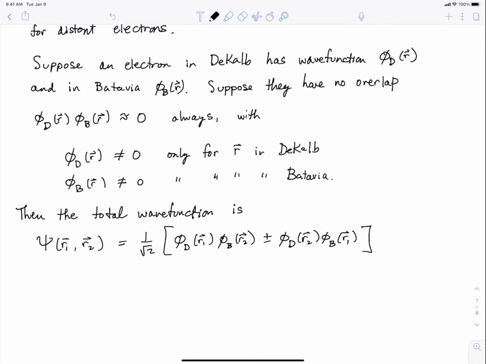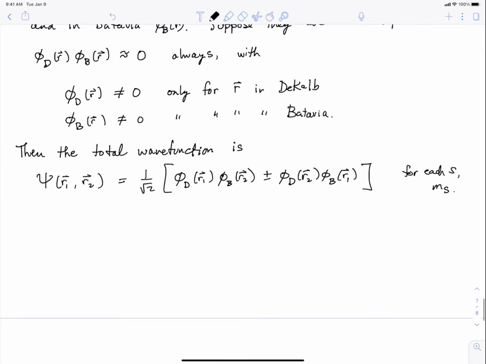Okay, and we do that for each. I haven't put the spin labels on the left, but for each S and M sub S with the plus or minus sign accordingly. And now what we do is we say, okay, we're just going to ask about one of the electrons. I'm at some position. What's the probability that I see one electron near me?